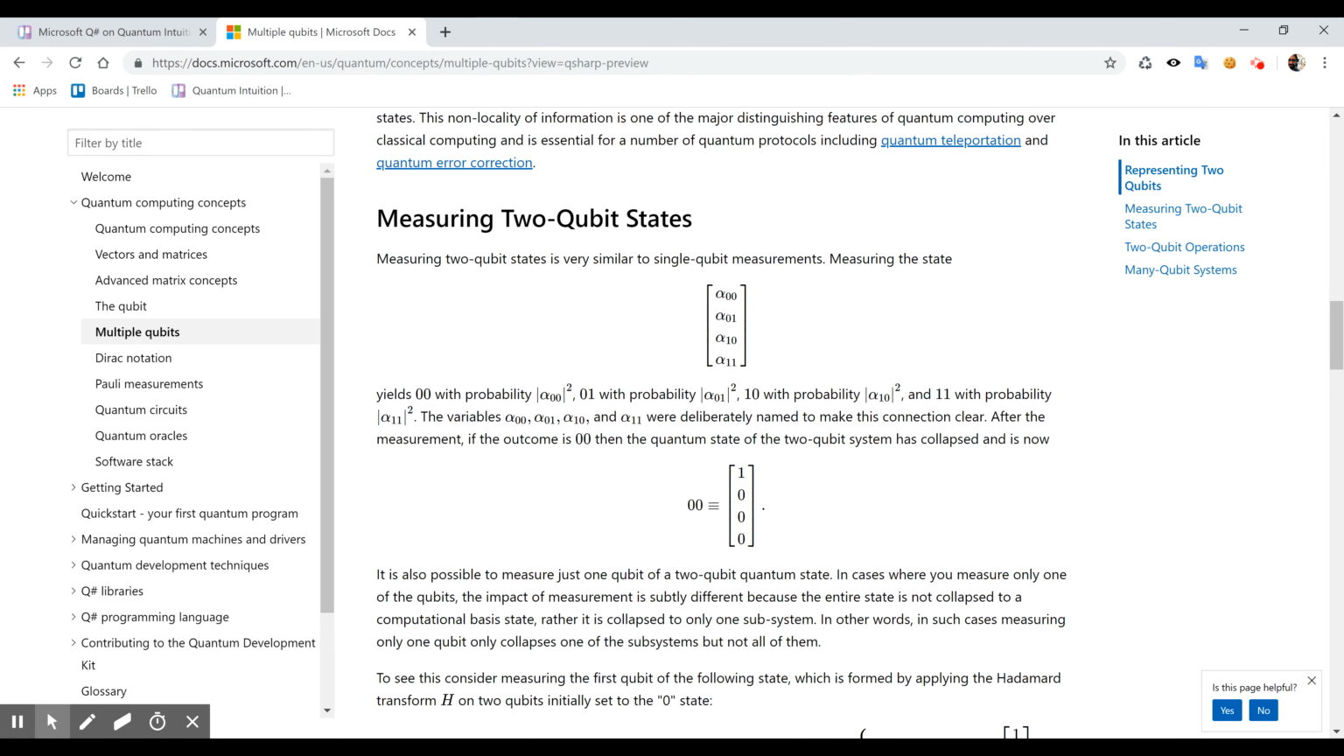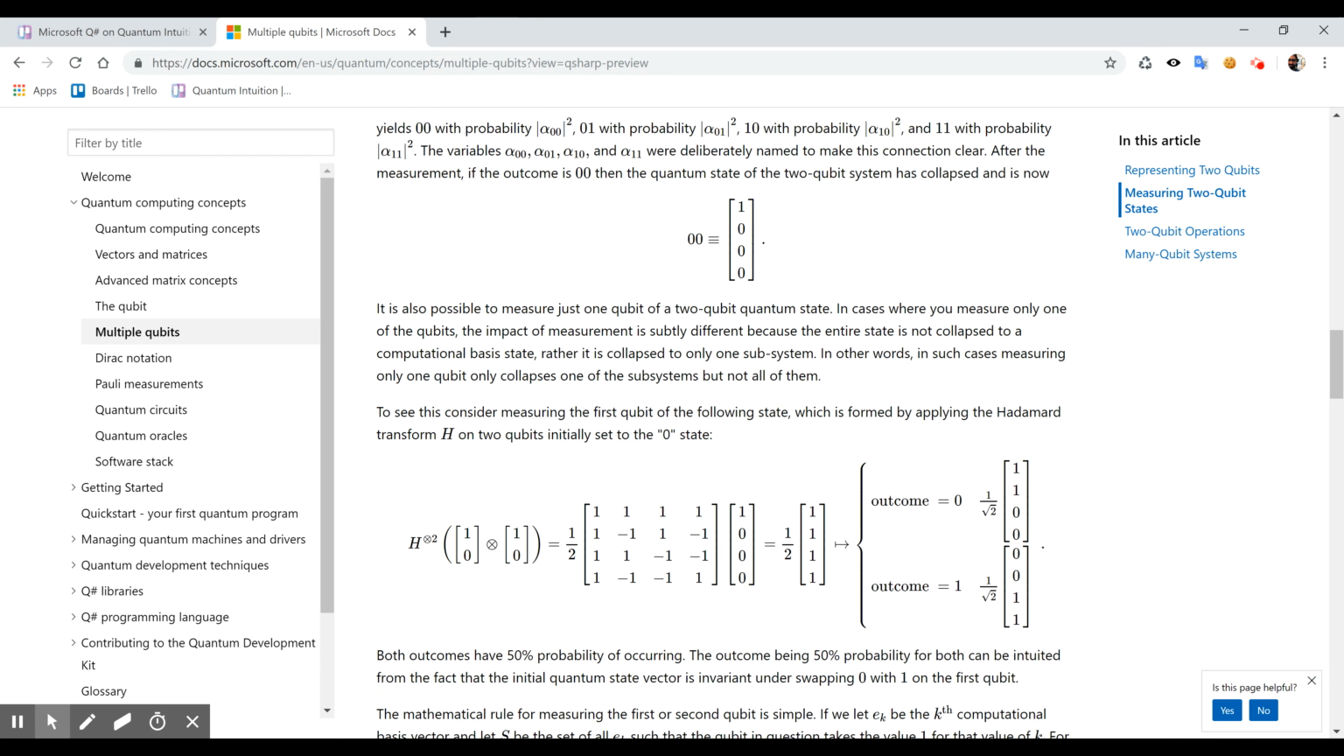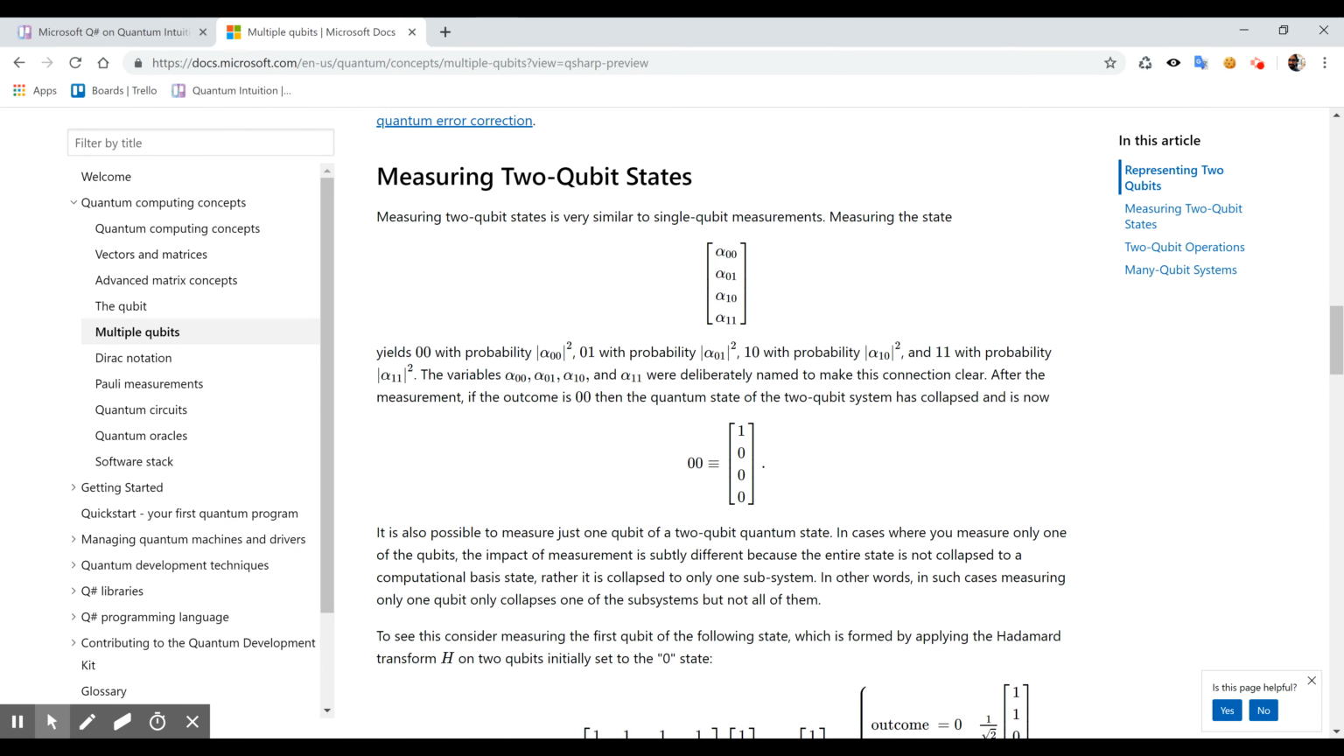Measuring two-qubit states is very similar to single-qubit measurements. Measuring the state yields 0, 0 with that probability, 0, 1 with that probability, 1, 0 with that probability. That all makes sense, right? And that's easy to understand so far, even without really getting into detail of what's happening behind the scenes. From a logical perspective, you get that way of representing states, and when you measure, you will get one of the 4 states with a given probability.